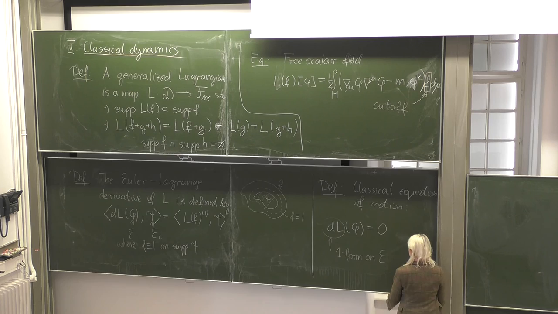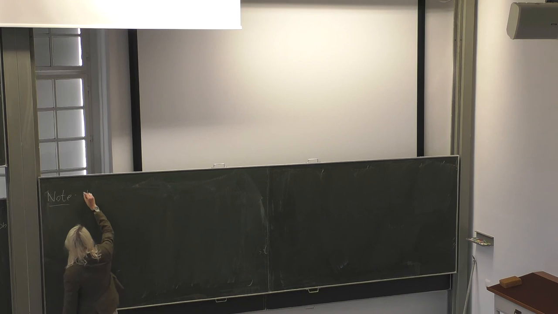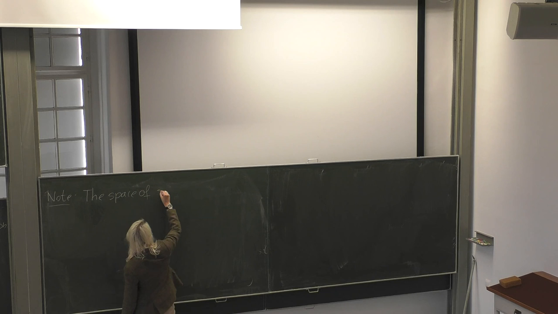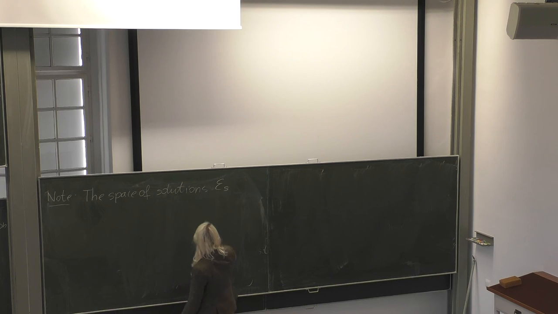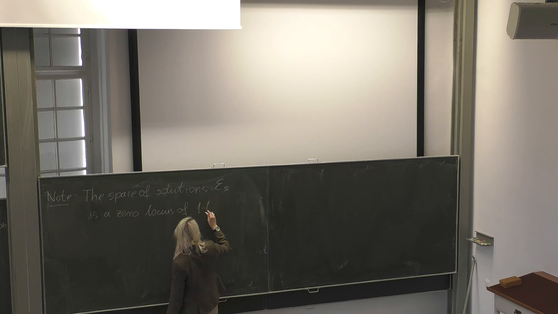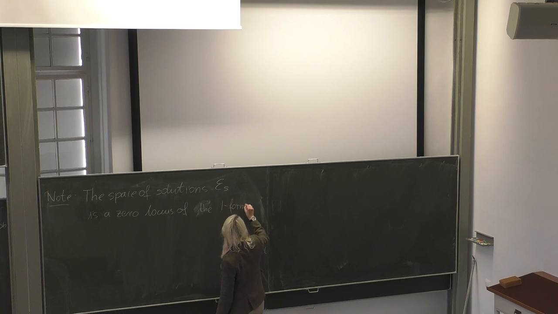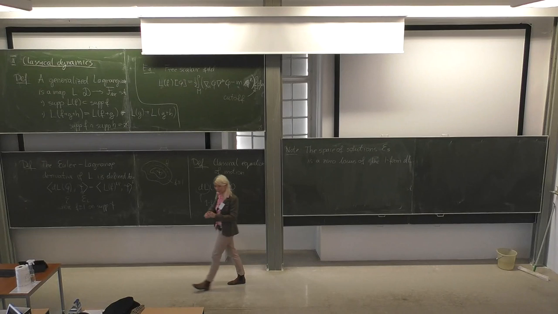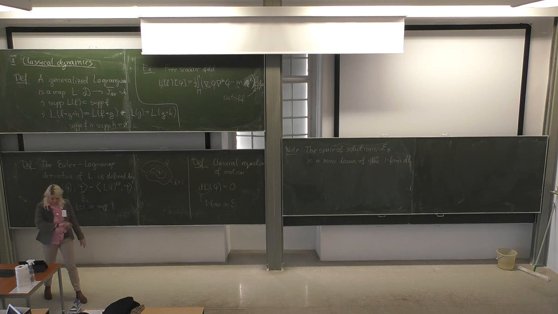So note, the space of solutions, that I denote ES for solutions, is a zero locus of the one form dL. So again, it's very similar to the classical mechanics situation, only slightly more infinite dimensional. Okay, I think that's the natural breaking point. So thank you very much for your attention.